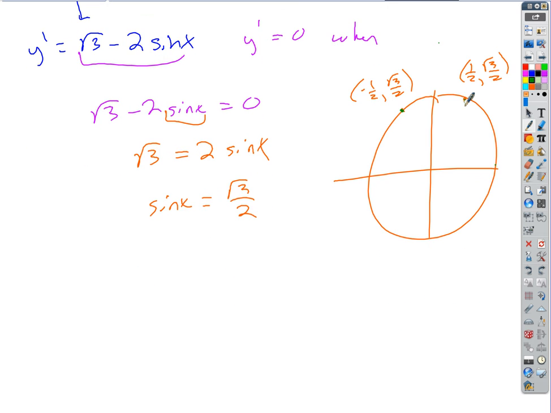So what are those values then? What are the angles that go with those? This one is at pi over 3, and this one is at 2 pi over 3. Right, so those would be our two answers, right? We're getting either x equals pi thirds or x equals 2/3 pi. Okay, make sense?